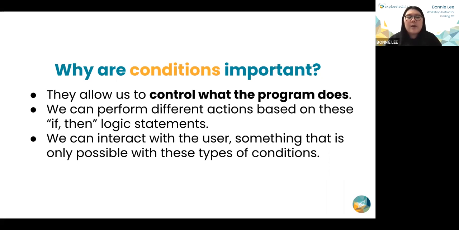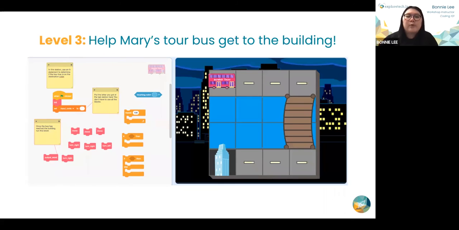For example, if there is no capitalized letter, then you won't let someone make this password. But if all the conditions are met, then they can make an account and move on. So level 3 will be helping Mary's tour bus get to the building in the bottom left. This is really similar to level 2, but you'll be using conditional statements as well as loops in order to figure out how to get to the building.